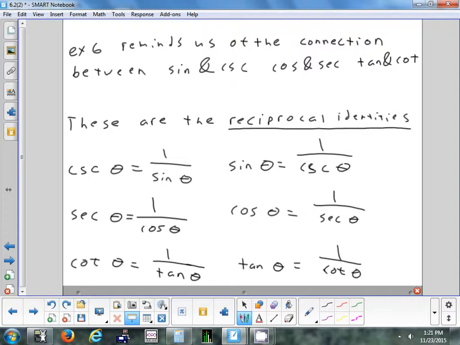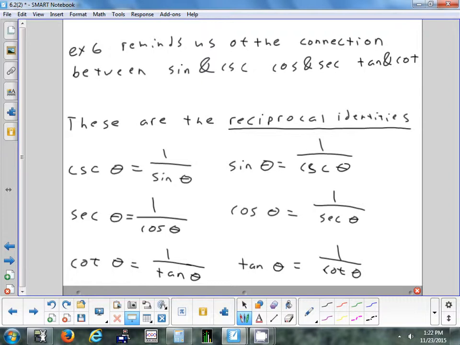Okay, so we're going to talk more about some basic, these are called fundamental identities. These are ones that eventually you should have memorized. And we'll talk more about these in a little bit. But first I just want to talk about some special properties that only really apply to sine and cosine.